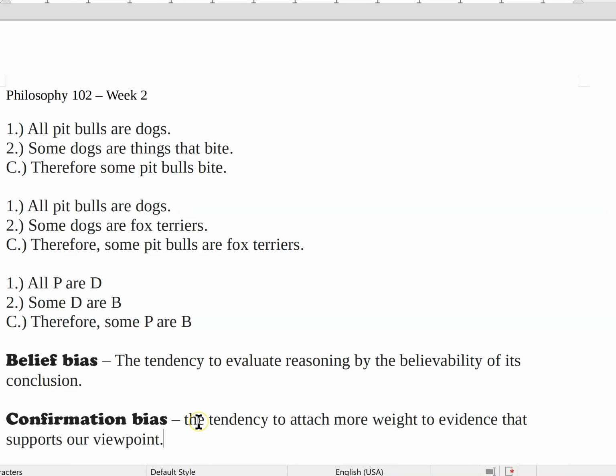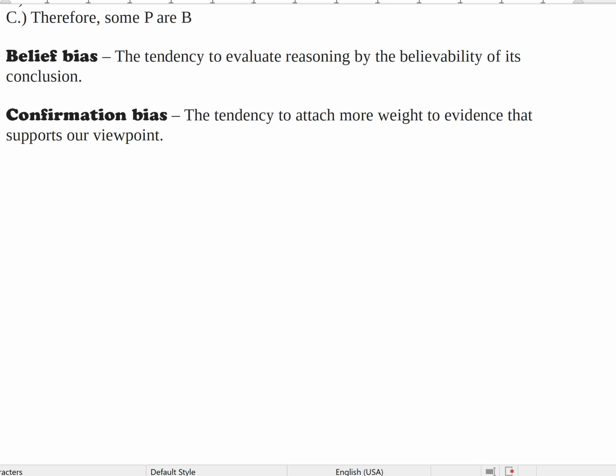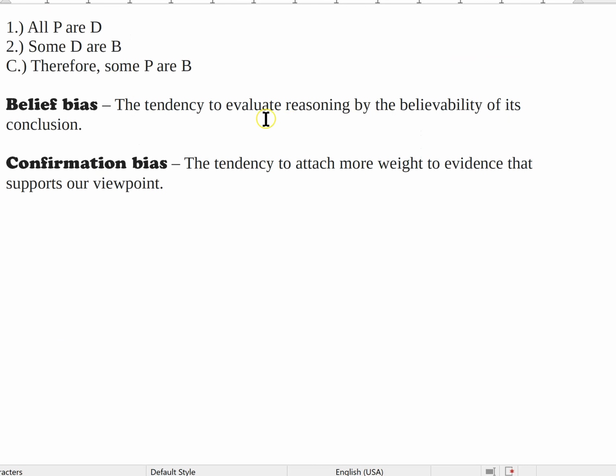Okay. So confirmation bias refers to a tendency to attach more weight to evidence that supports our viewpoint. So this might seem like I'm going really slowly. I just want to make absolutely sure everyone keeps these two separate, right? The names of these things can get confusing because we are going to talk about several, and you will be tested on this. So we want to be keeping track of what these biases are. So we've got belief bias, the tendency to evaluate reasoning by the believability of its conclusion, and confirmation bias, which is different. It's the tendency to attach more weight to evidence that supports our viewpoint.